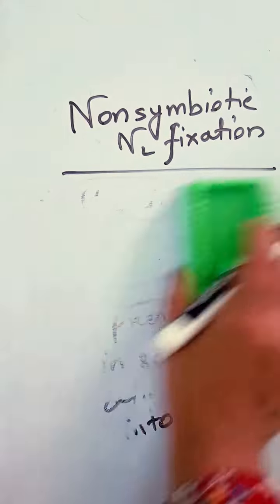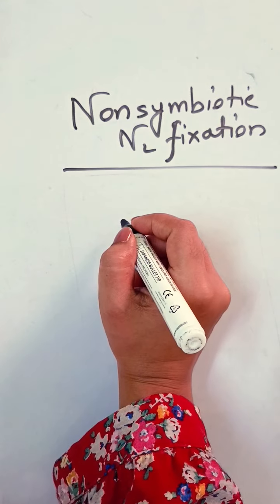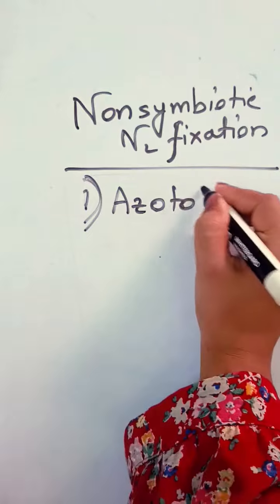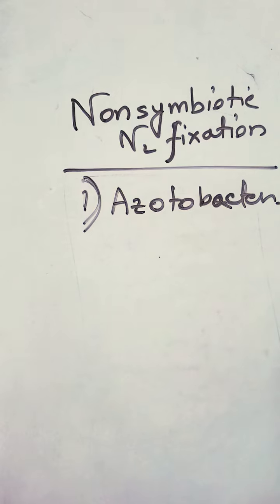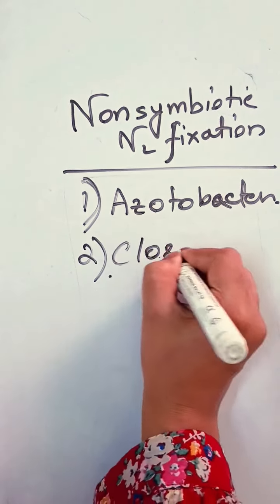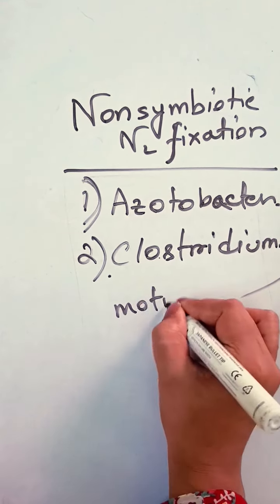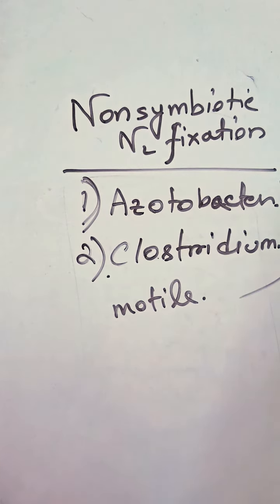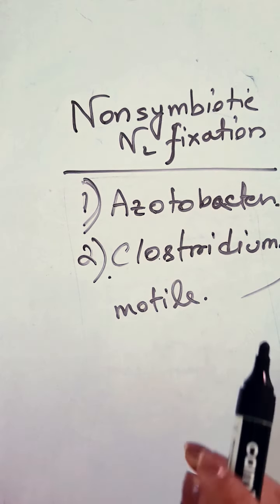So there are two most important genera which are true examples of non-symbiotic nitrogen fixing bacteria. One very important one is Azotobacter, with Azotobacter chroococcum and Azotobacter vinelandii as predominant species, and another one is Clostridium. Both of them are motile bacteria, and these are the two predominant genera present in the soil which can fix atmospheric nitrogen in a very small amount, non-symbiotically.